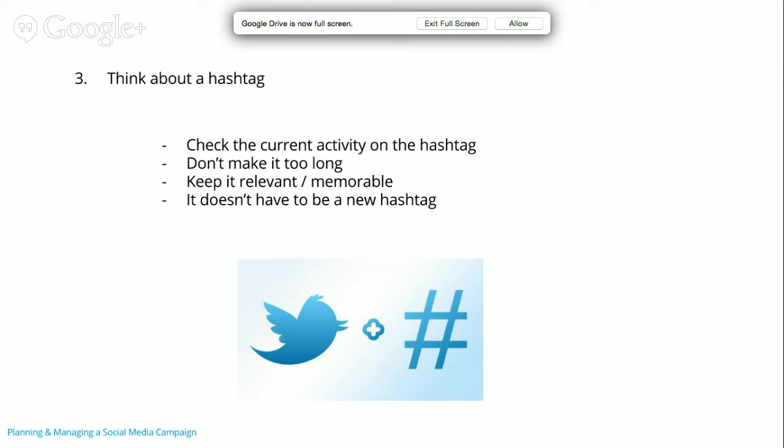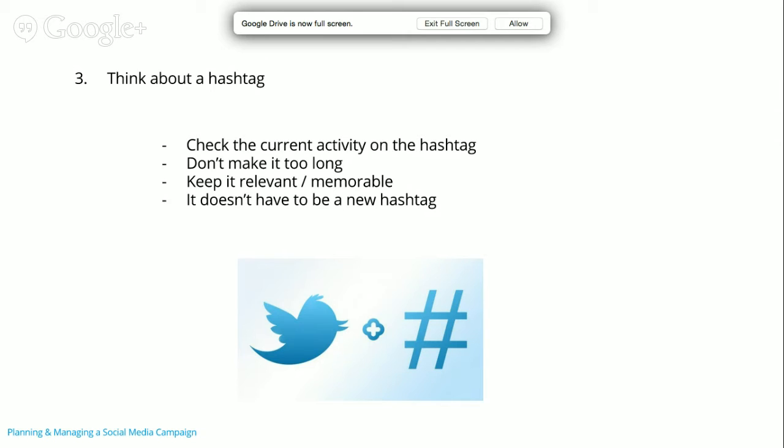It's fine. So check the current activity on the hashtag to make sure that if you use it for a campaign, it's not being used in a way that could be derogatory or negative to the campaign you're looking to use it for. So there's no confusion there. Keep it simple, don't make it too long. No hashtag should be too long.